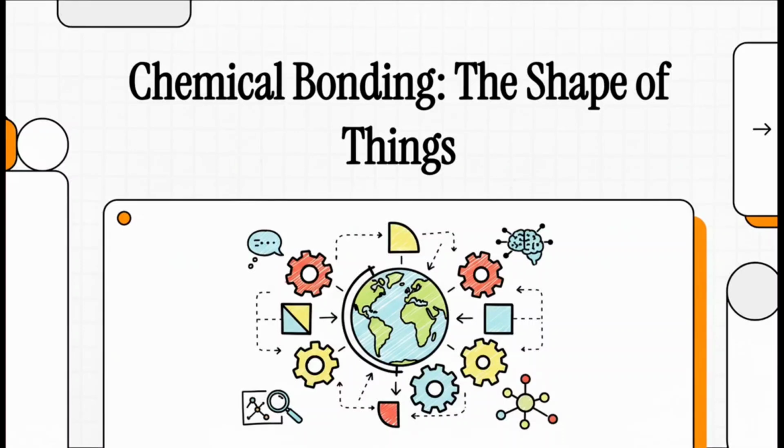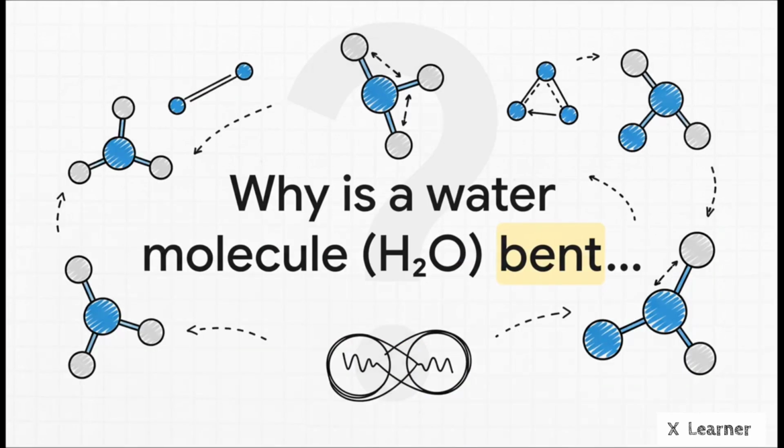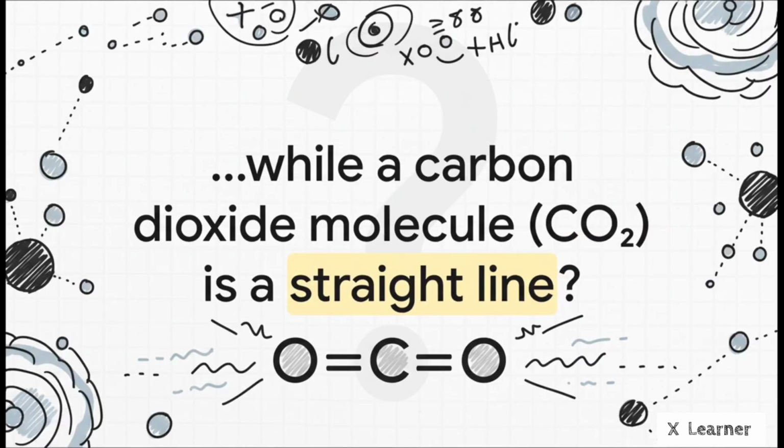We're all about breaking down big, complex topics into something you can really wrap your head around. So, have you ever just stopped and wondered about the actual shape of things? I mean, on a molecular level. Like, why is a water molecule, H2O, bent like this? And then, at the same time, a carbon dioxide molecule is a perfectly straight line? It seems kind of random, right? Well, it's not. The answer is hidden in the invisible forces that glue atoms together. And today, we're going to pull back the curtain and see what the rules are.